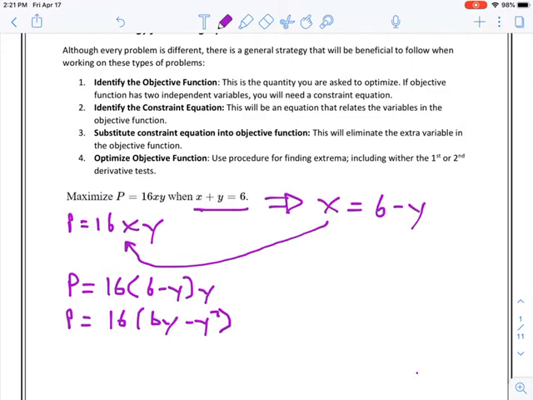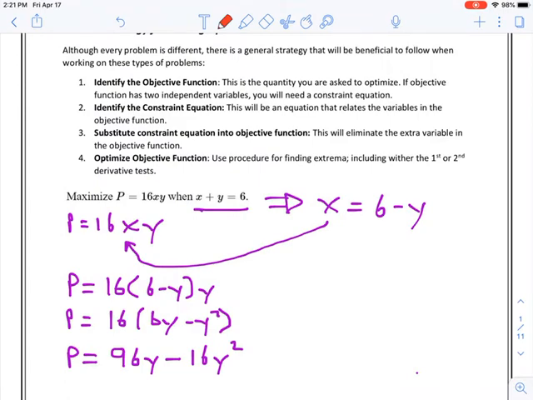And then 6 times 16, I believe, is 96. So p is equal to 96y minus 16y squared. All right, so that is step 3. We've substituted the constraint into the objective function. So now we want to optimize the objective function.